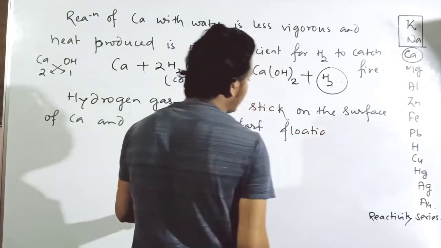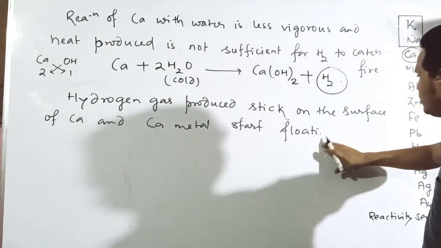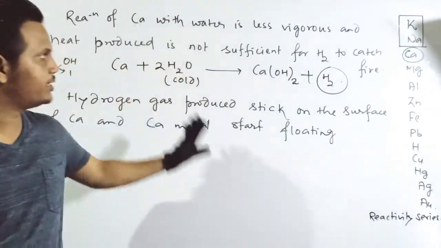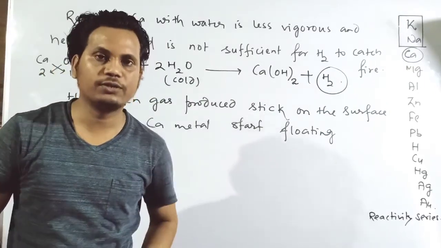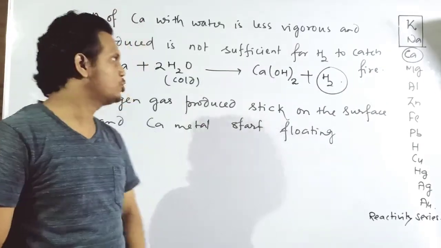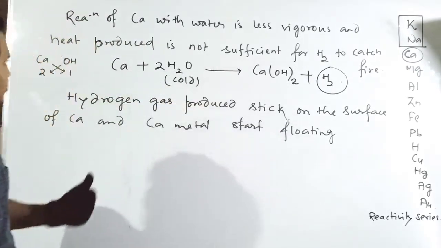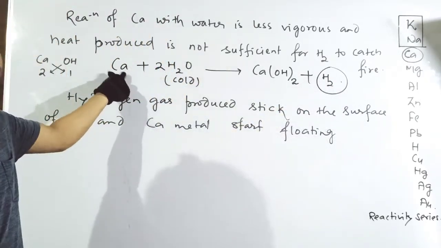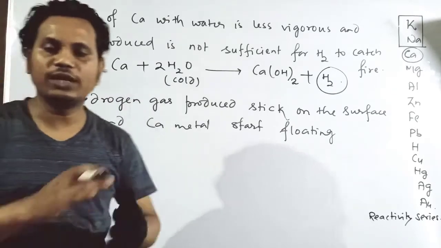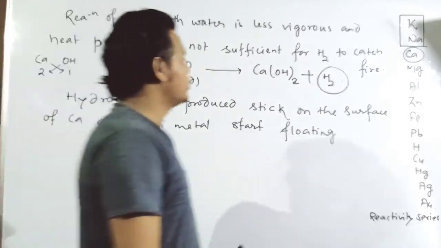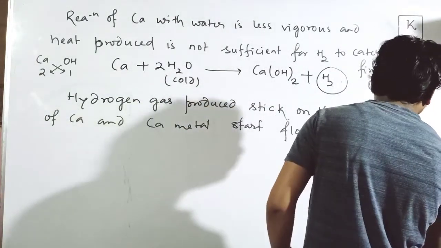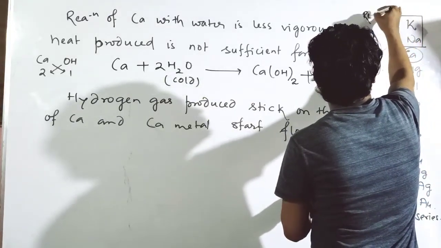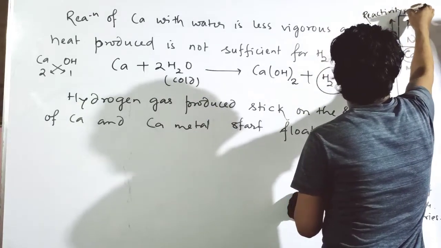So this is the information about calcium with water. We can say that calcium reacts with cold water, but the reaction is not so exothermic that the hydrogen gas produced catches fire. You can balance the reaction, and the hydrogen gas produced will stick on the surface of calcium and it will start floating. Okay. So this is the reactivity series. If you go above, the reactivity increases.